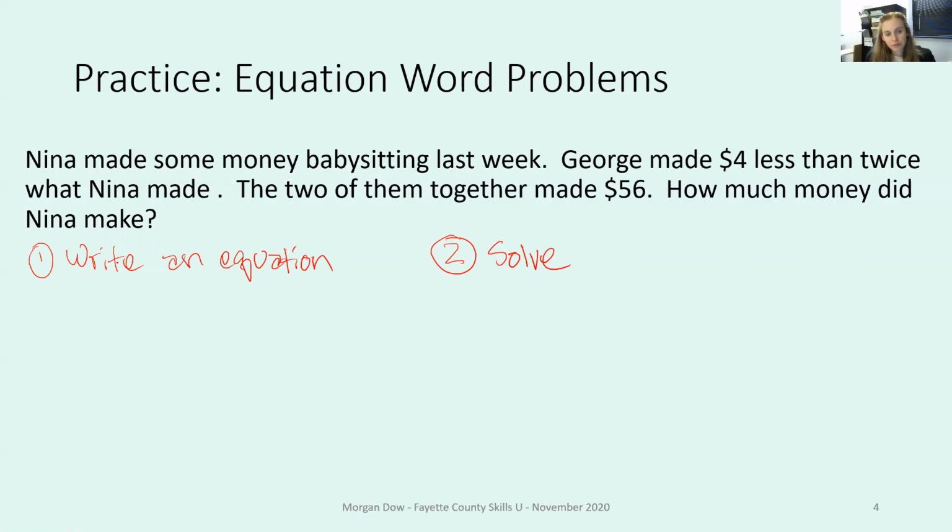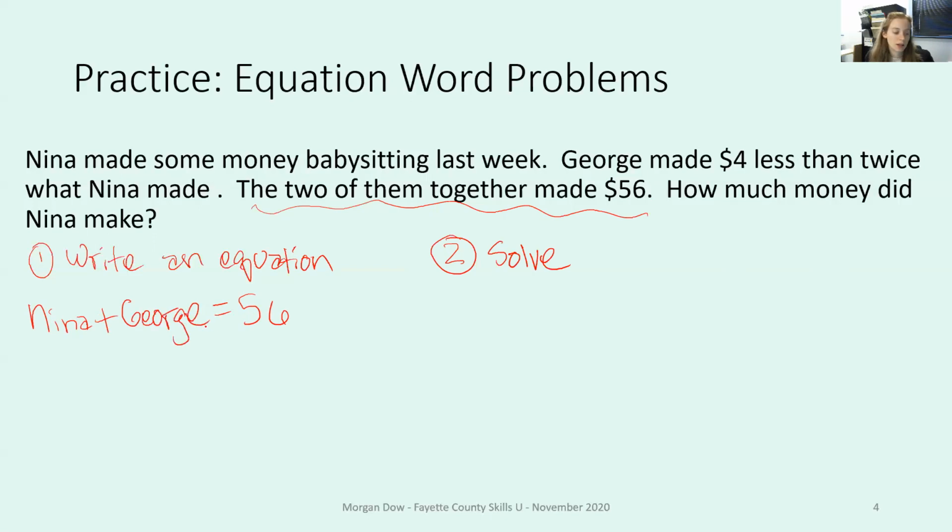So this situation has a really typical setup where it tells you a total amount, and then it describes to you kind of what are the components that go into this total. So this problem is talking about these two people who are babysitting all together. They made $56. And then it gives us some details about how much the two people made. So I know that that $56 is going to be equal to whatever Nina made plus whatever George made.